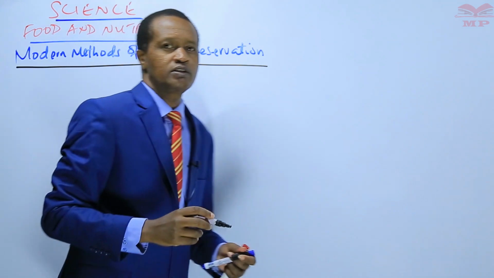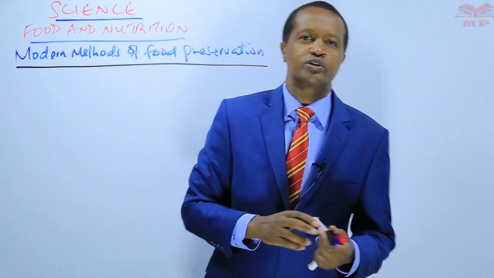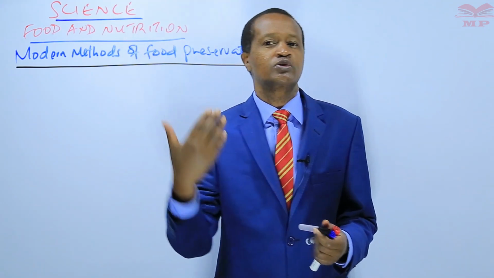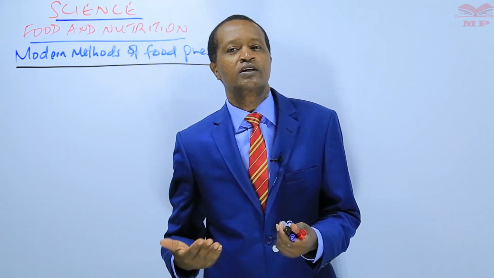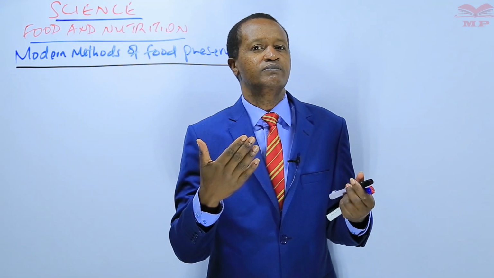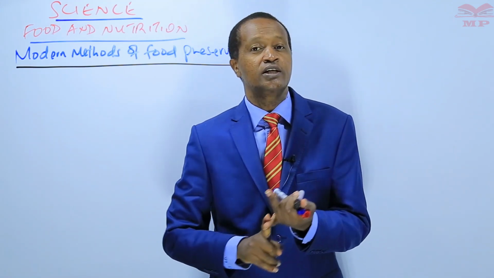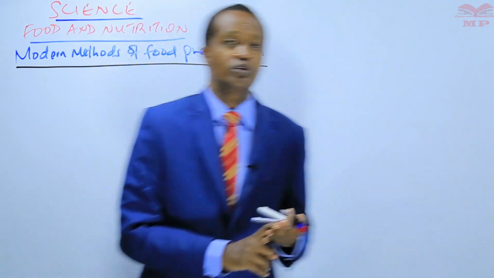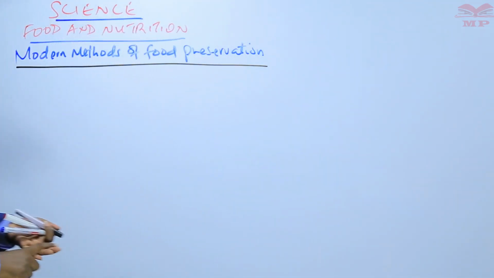Now, learners, modern methods of food preservation or modern methods of preserving food include: 1, canning; 2, use of low temperatures; and C, drying. Those are the main modern methods we are going to learn of preserving food.